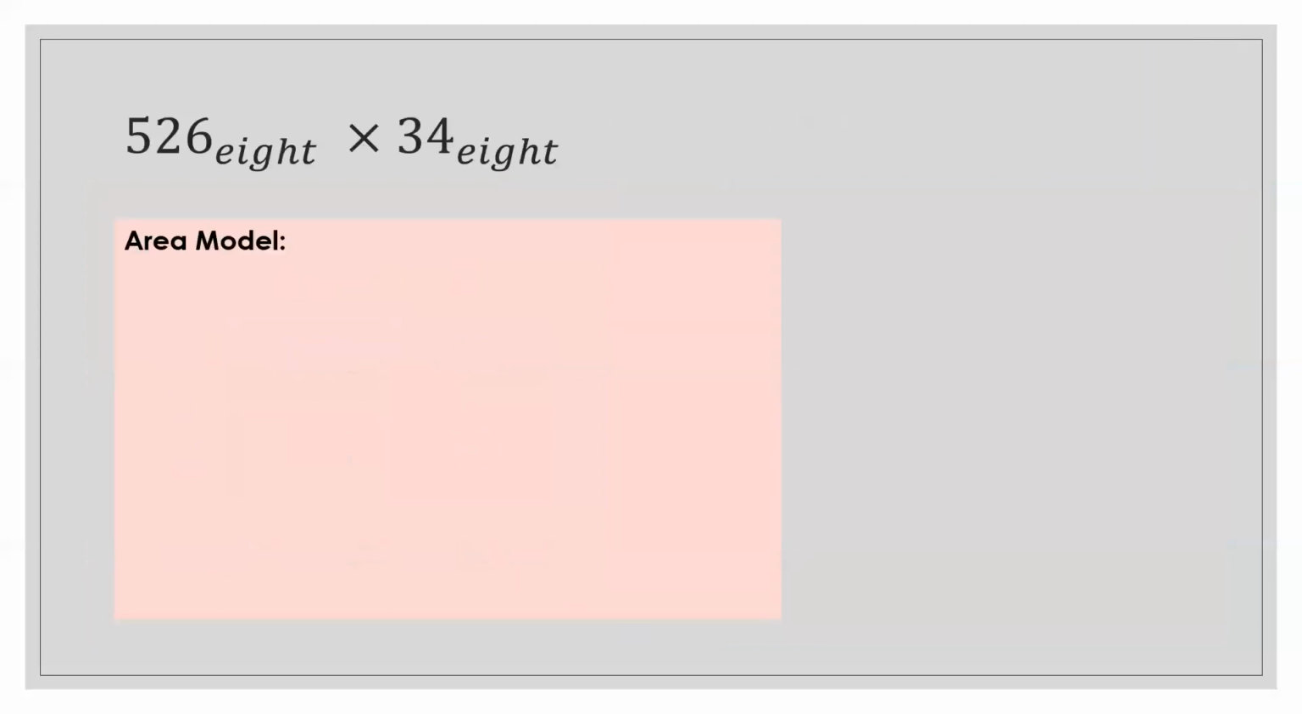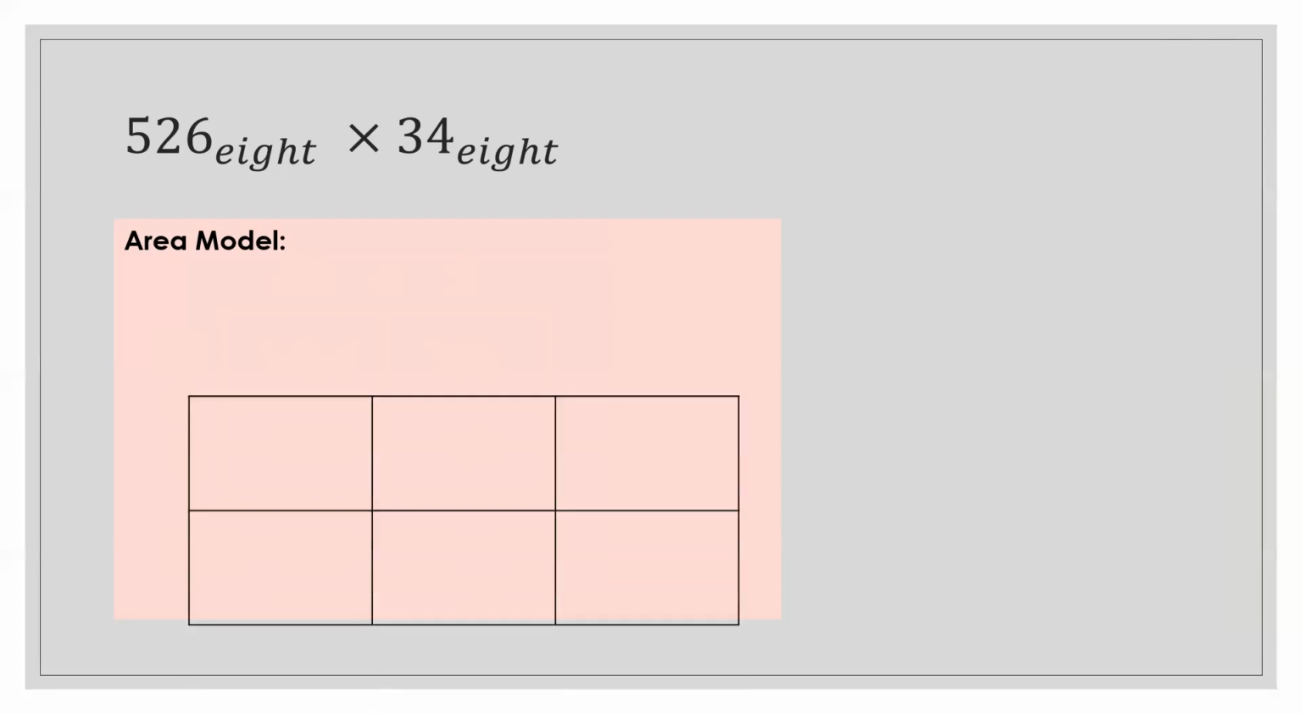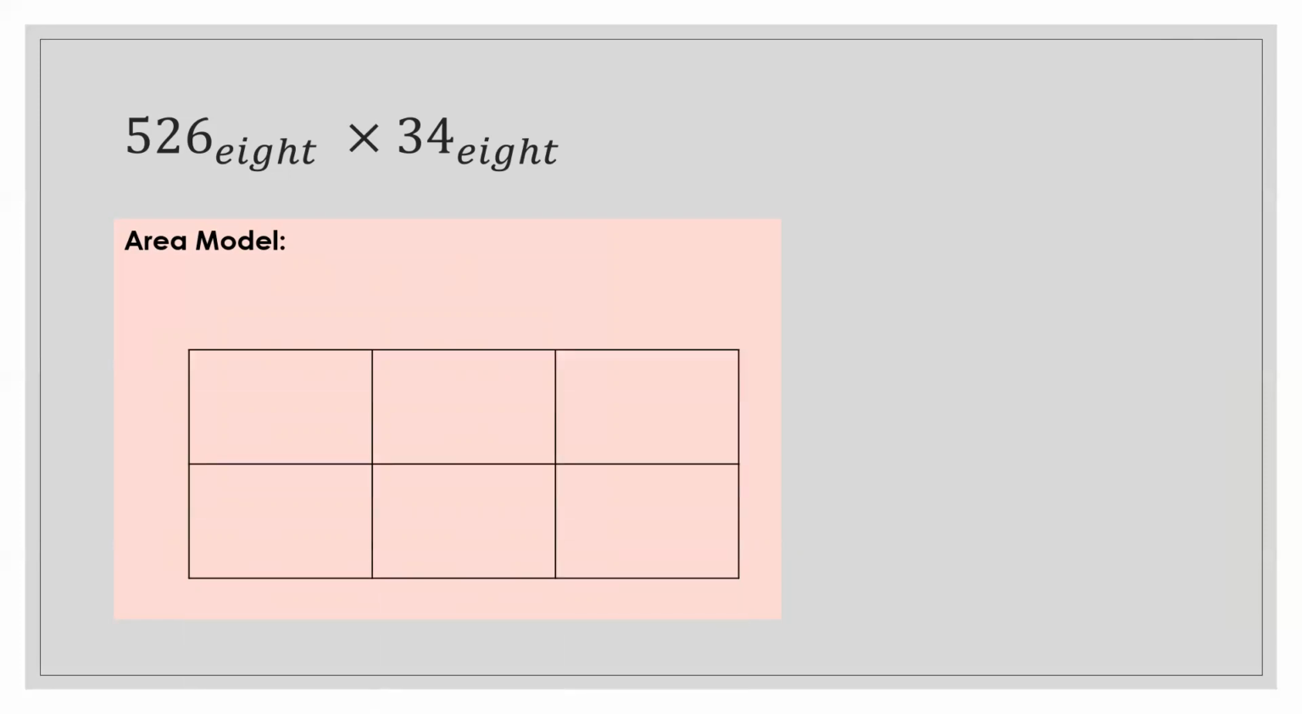Okay, so suppose we are in base 8. And I love the area model, and it's probably new to you, so I'm going to show you the area model one more time. 526 in base 8 is 500 plus 20 plus 6. 34 in base 8 is the same as 30 plus 4.